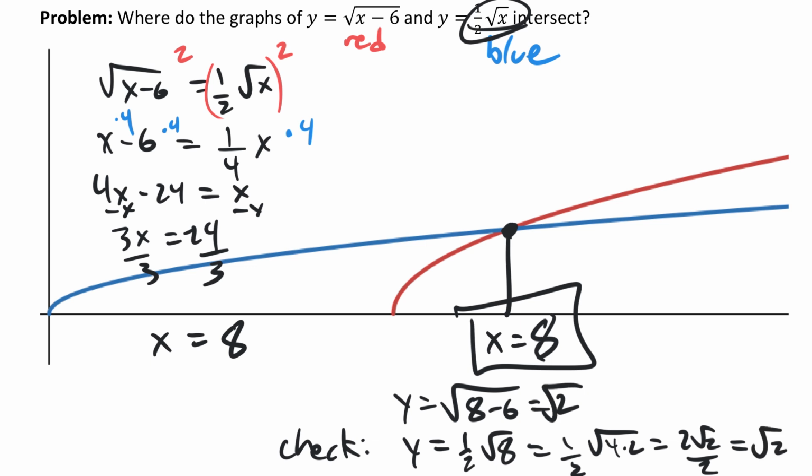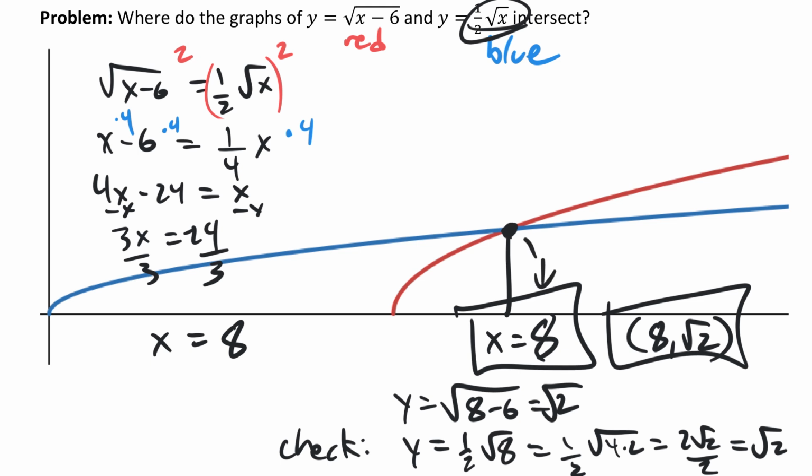Oh, sorry, I left off the root there. So we either get root 2 right here, or we get root 2 over here. And the point is (8, root 2). So this is the x value, or in other words, sometimes this could be called the solution. And this over here is the point of intersection.